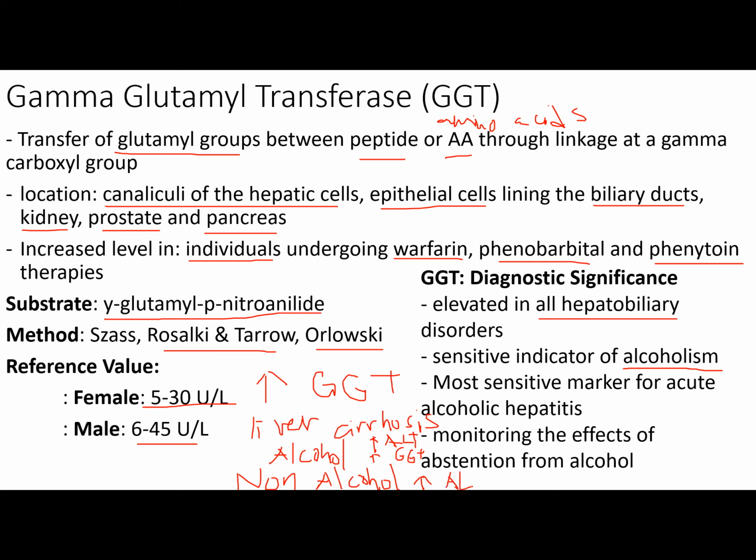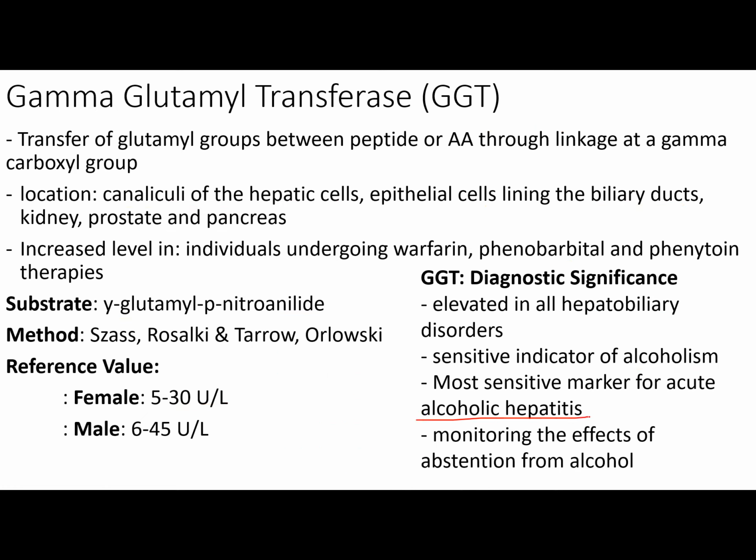Just like earlier, the hepatitis viruses, right? It is high in acute cases of liver disease or acute hepatitis. So this is a sensitive marker for acute alcoholic hepatitis, monitoring the effects of abstention from alcohol. So in other countries, and even here in the country, we have rehabs for alcoholics. So one way they would monitor if the person is still abstaining, what they call sober. When you say sober, you abstain from alcohol. Like let's say, you've been sober for 1 year, you haven't been drinking alcohol for 1 year.